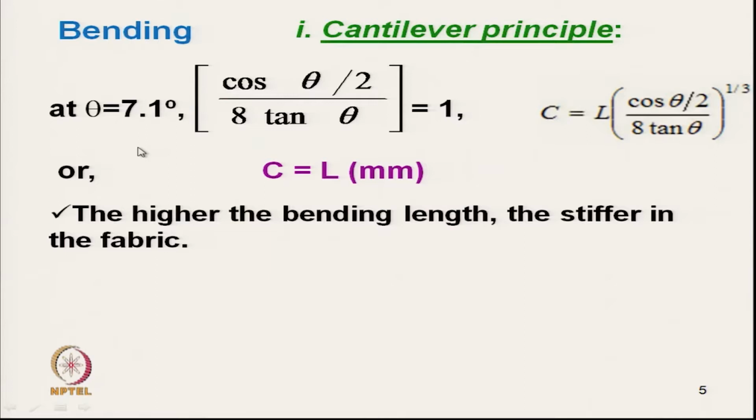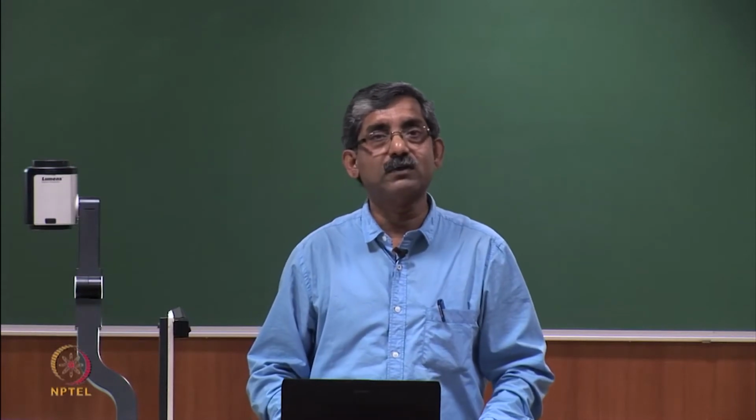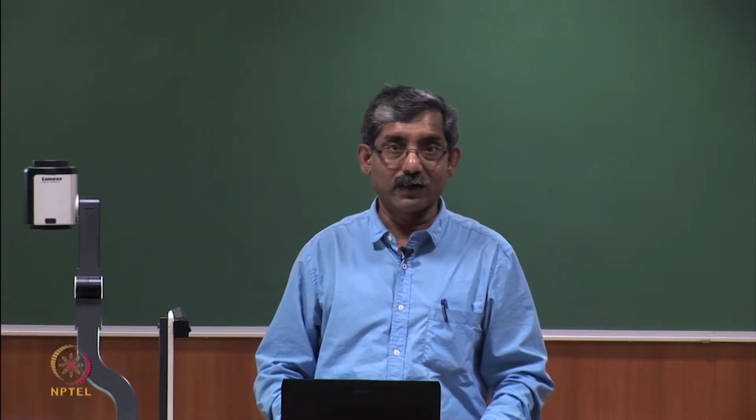In that case, the directly overhanging length will show the bending length, but the problem is that the fabric is very flexible. So, the measurement of 7.1 degrees will come immediately after the hanging. That is why we normally do not use the value 7.1 degrees.